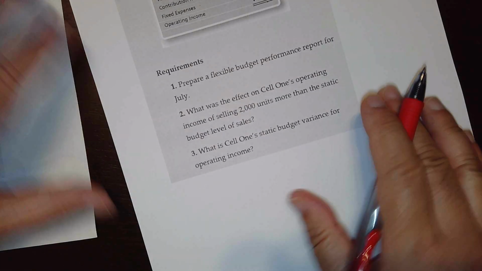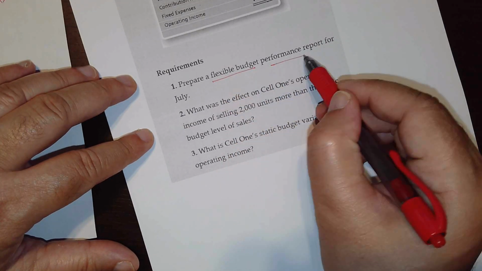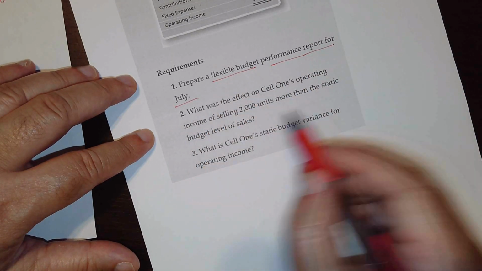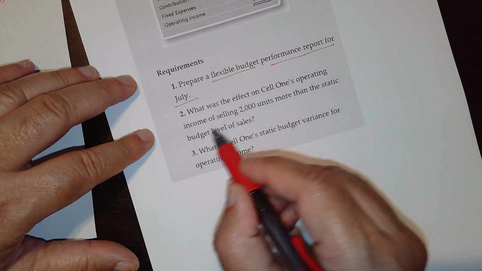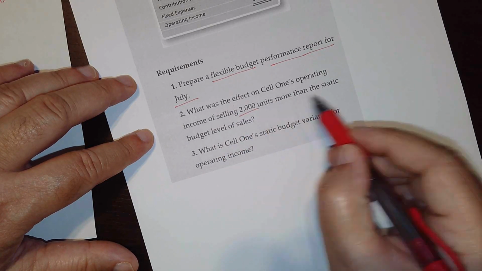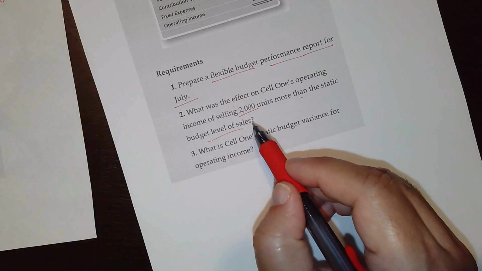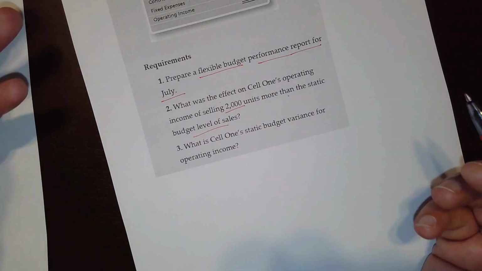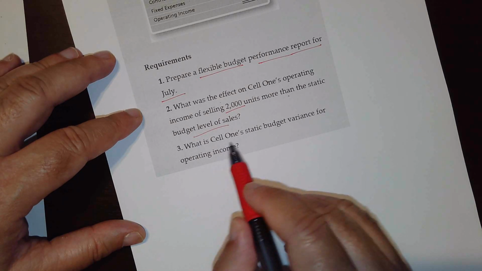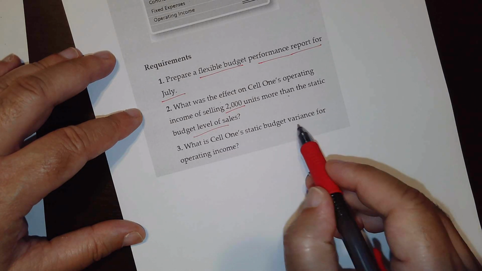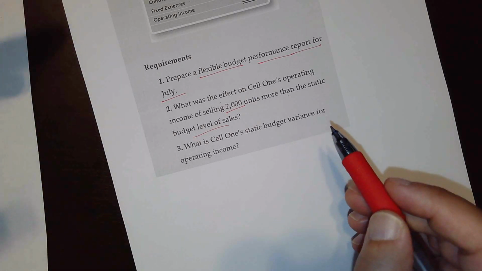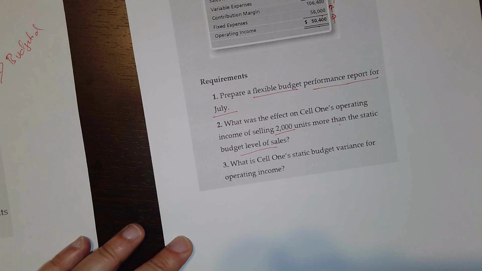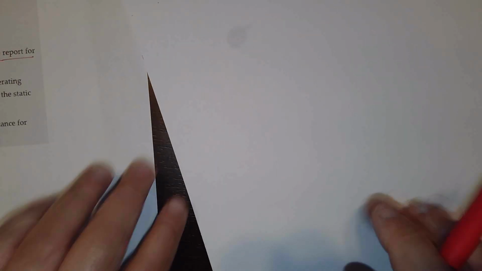So they are asking us to prepare a flexible budget performance report for July. And the second one, what was the effect on Cell1's operating income of selling 2,000 units more than the static budget levels? Because the static budget was 7,500, and you sell 2,000 more. So what is the difference? And the third question is, what is Cell1's static budget variance for operating income? So how much is the budget variance? So we're going to calculate these numbers. So the first thing we're going to do is prepare the flexible budget.